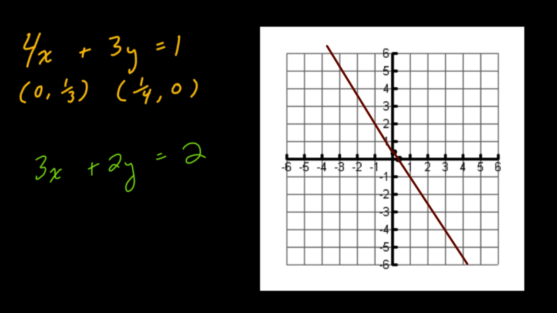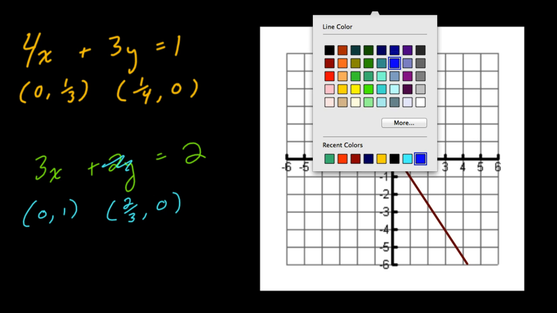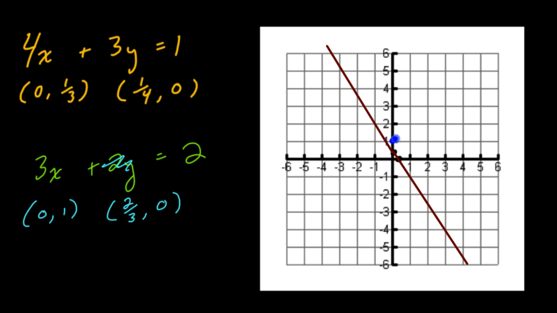And we're going to do the same thing on the other one. We want 2 points, because if you have 2 points, you can just connect it with a straight line. We'll plug in 0 for x and solve for y. Same thing, plug in 0 for y. If you plug in 0, it's really solving 3x equals 2. Divide by 3, you get x equals 2/3. So now we got 2 points, 0, 1, which is up there, and 2/3 comma 0.